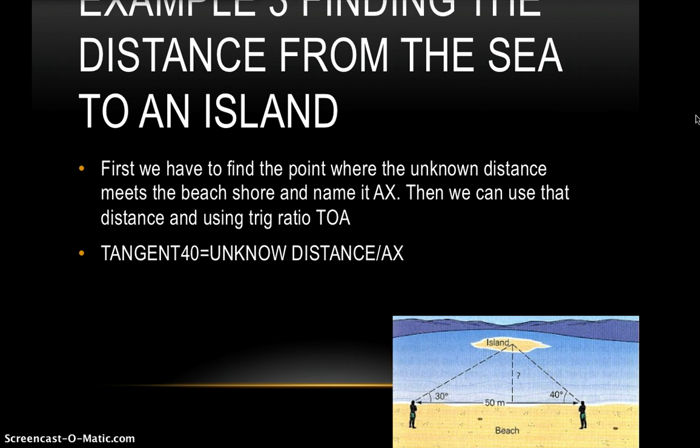Third example is finding the distance from the sea to an island, or vice versa. First, we have to find the point where the unknown distance meets the beach shore and name it AX. And we can use that distance and the trig ratio TOA, which is tangent 40 equals to unknown distance AX. By the way, I got the 40 from the picture.